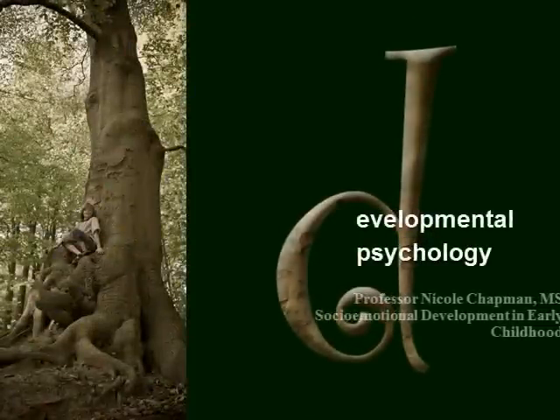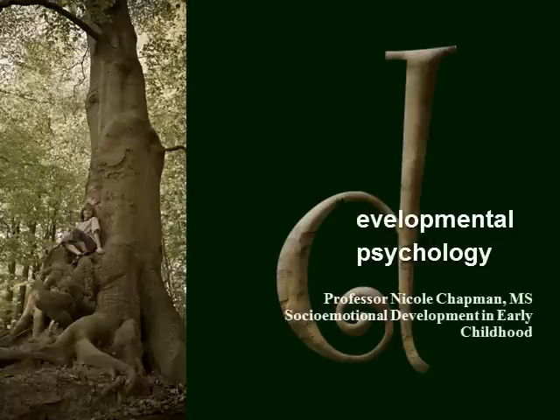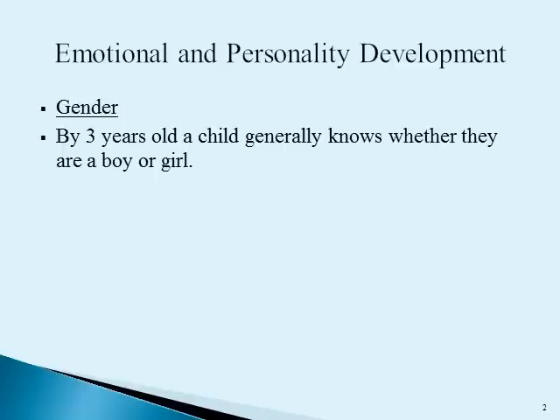This chapter is on the socio-emotional development in early childhood. So by 3 years old, a child generally knows whether they are a boy or a girl.